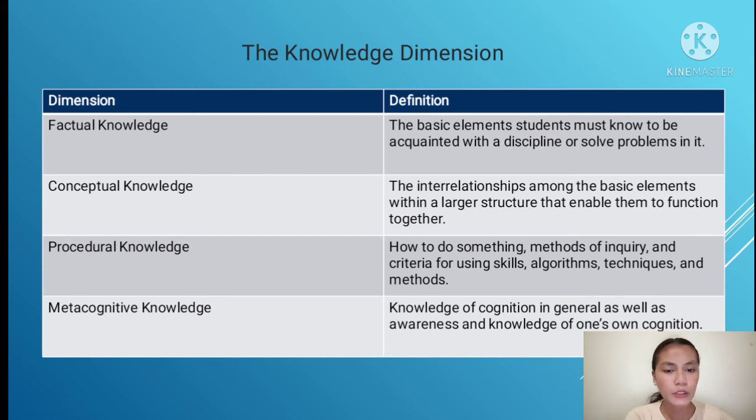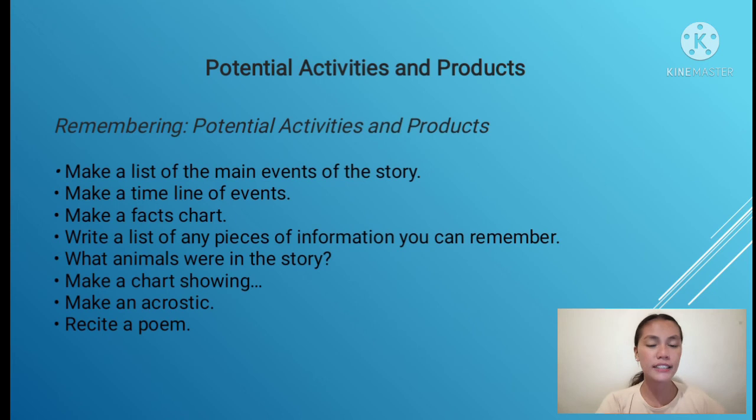So the 4 types of knowledge help determine what to teach and how to teach it, or instructional content and instructional method and activities. So the list are examples of the potential activities and products in remembering. Make a list of the main events of the story. Make a timeline of events. Make a facts chart. Write a list of any pieces of information you can remember. What animals were in the story. Make a chart showing. Make an acrostic. Recite a poem.